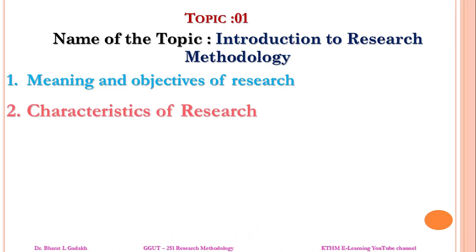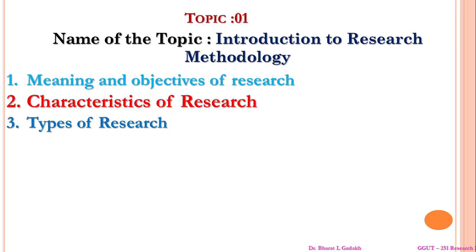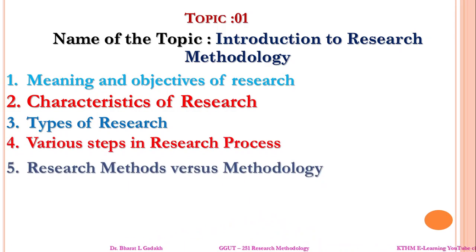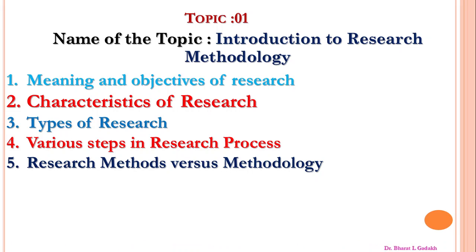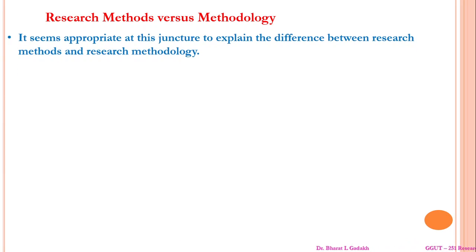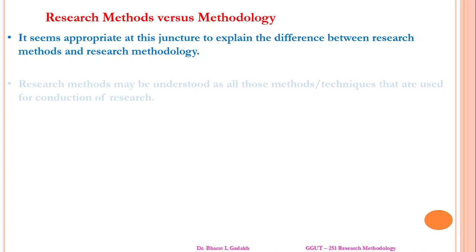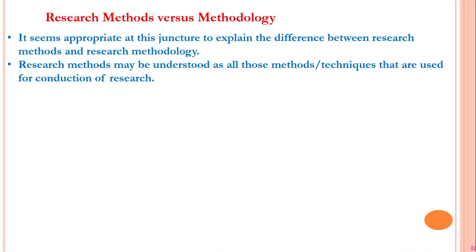Meaning and objective of research, characteristics of research, types of research, various steps of the research process, research methods versus methodology. Today we will discuss research methods and methodology. It seems appropriate to explain the difference between research methods and research methodology. Research methods may be understood as all those methods and techniques that are used for conducting research.